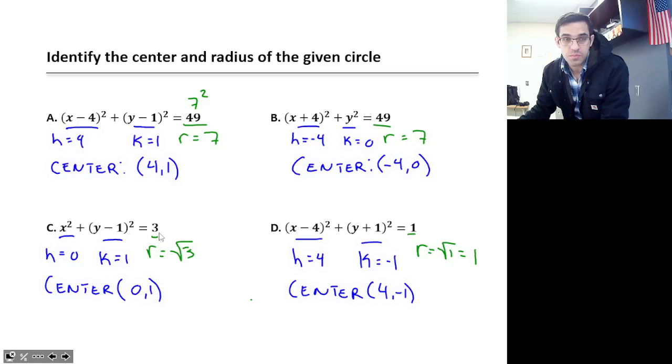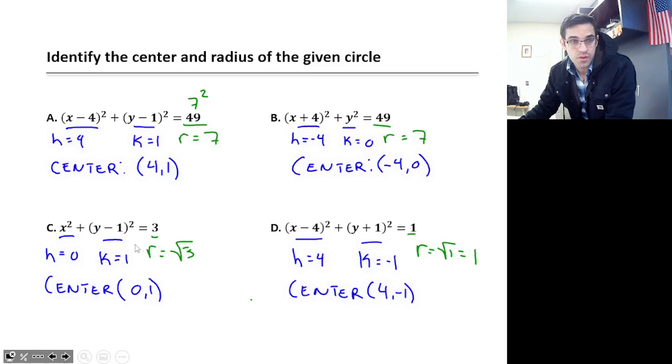In our C example, it's equal to 3. So the radius is the square root of 3. Yeah, so the centers are 0, 1, and 4, negative 1. Now the radius, you just take the square root of the number on the right. Since 7 squared is 49, the radius is 7.